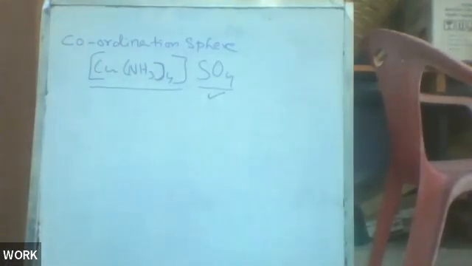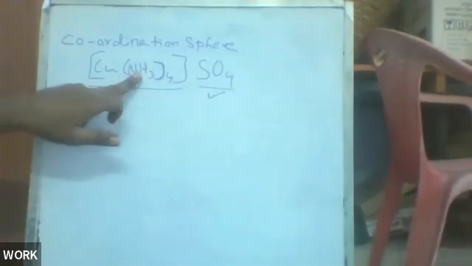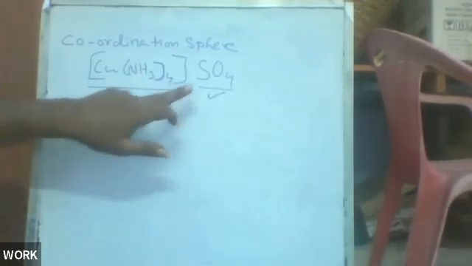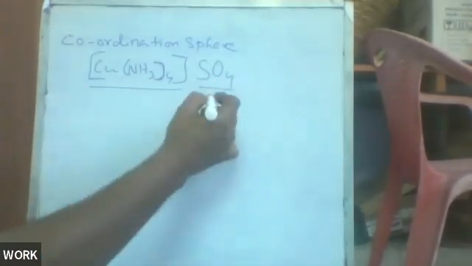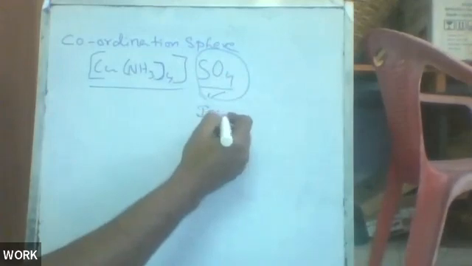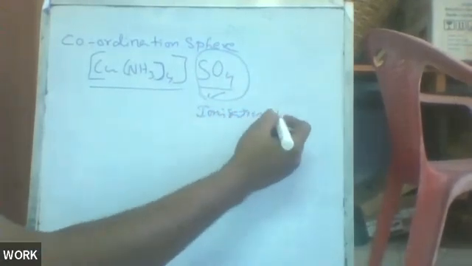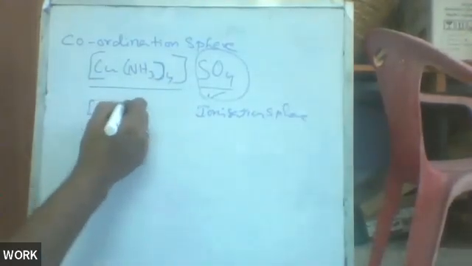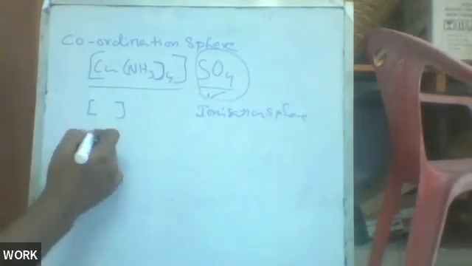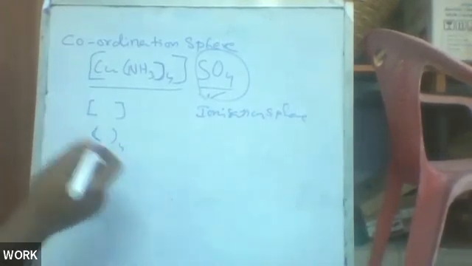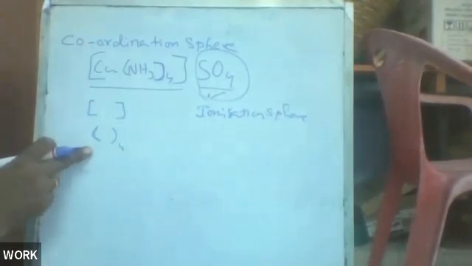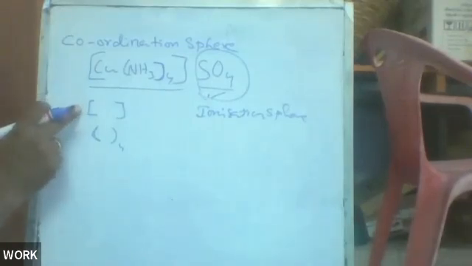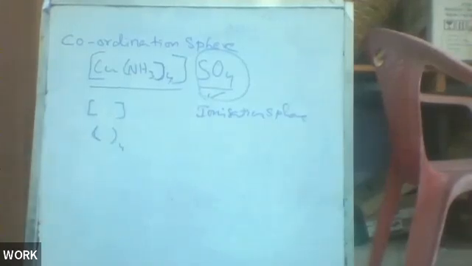So the species present in the coordination sphere are non-ionizable. The species outside the square bracket are in the ionization sphere. Generally in chemistry, the square bracket is used for the complex, or otherwise it indicates the concentration, while normal parentheses are used for subscripts like 4, 3, 2.